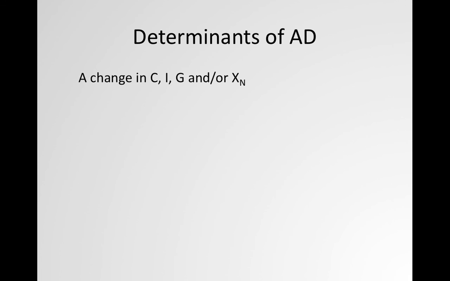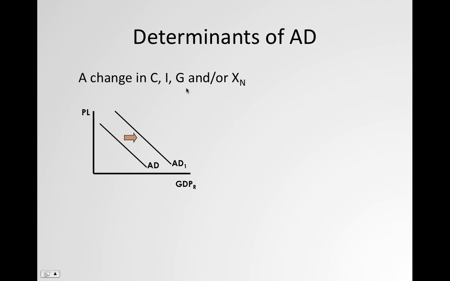So we're going to just go ahead and skip to determinants of AD, what can cause it to shift. As we said earlier, it is consumption, investment, government spending, and or net exports. If anything causes any of these three to rise or exports to rise, then AD will shift to the right. If consumption falls or investment falls or government spending falls, AD will shift to the left.